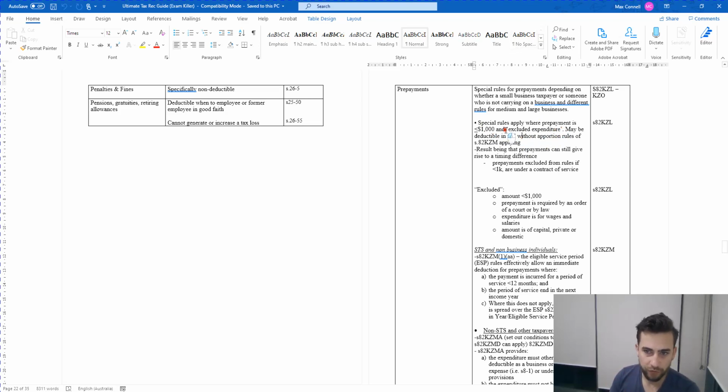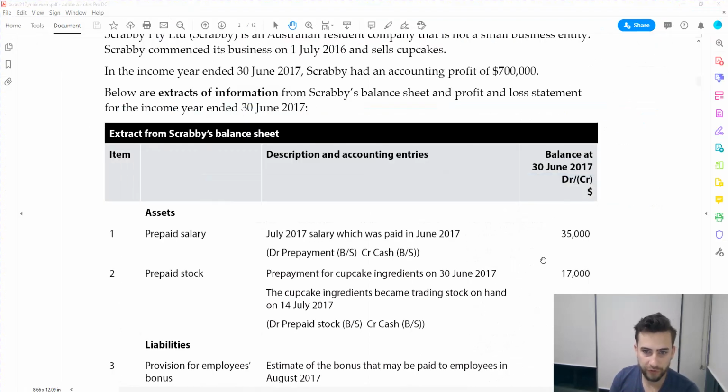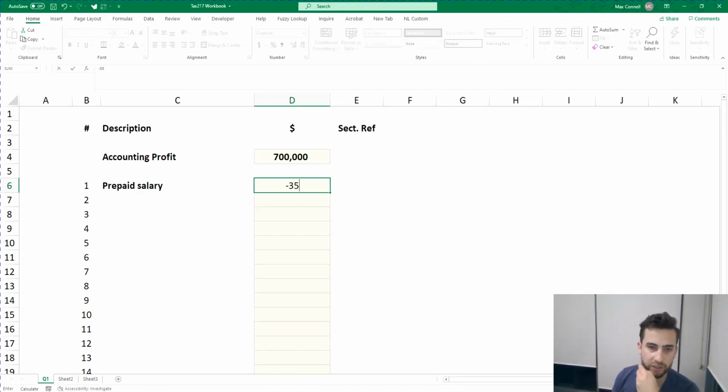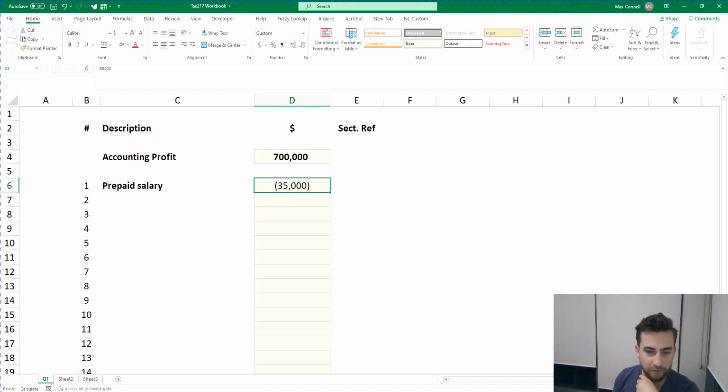So we need to figure out what's excluded expenditure, because it's not less than $1,000. So excluded expenditure is less than $1,000, prepayment required by order or court of law for wages and salary. So that's going to apply here. So they'd actually get a deduction for this $35,000 prepayment. So that's the first one. We're going to actually have to include this in here. So we're going to actually reduce their accounting profit because they're going to get a deduction for this for tax purposes.